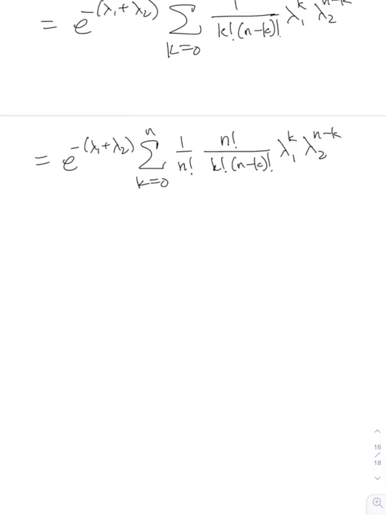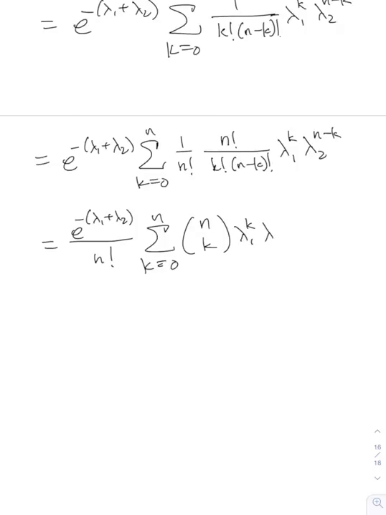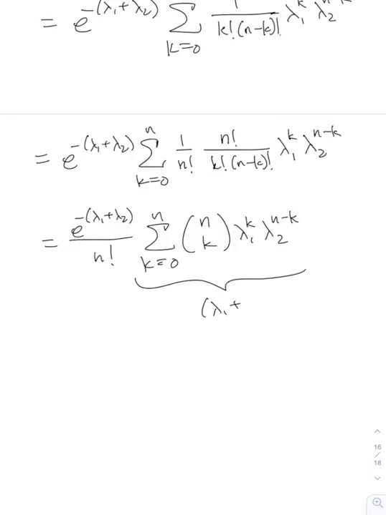All right, then we can pull out the 1 over n factorial because it doesn't depend on k. So I have e to the negative lambda 1 plus lambda 2 over n factorial, times the sum as k goes from 0 to n of n choose k times lambda 1 to the k, lambda 2 to the n minus k. And now that sum, we can recognize that. That's from the binomial theorem. So that's just lambda 1 plus lambda 2 to the n.